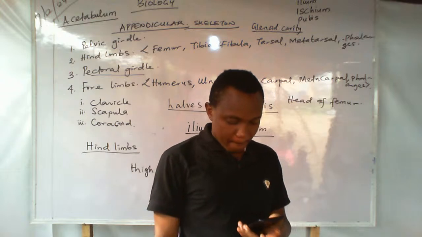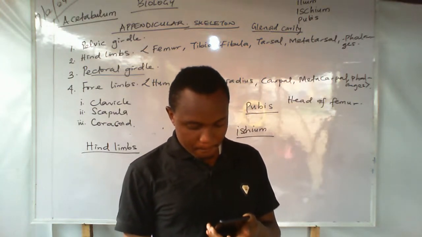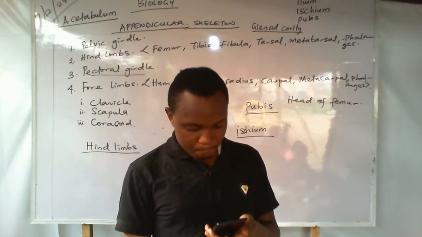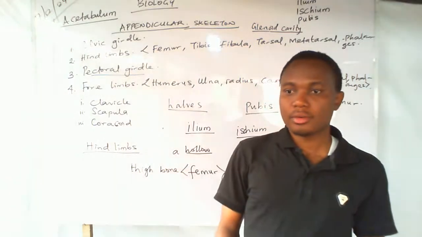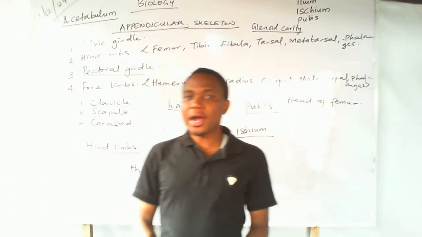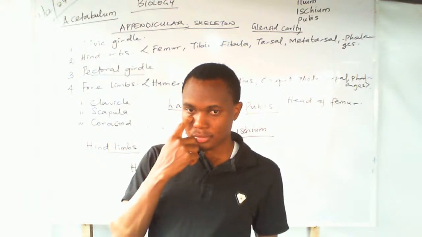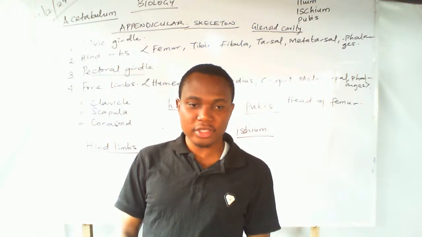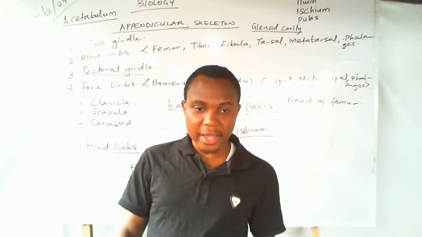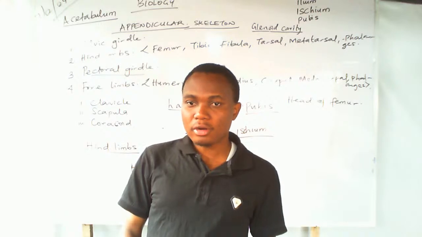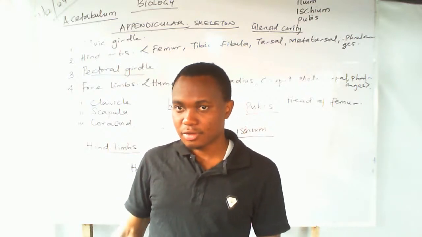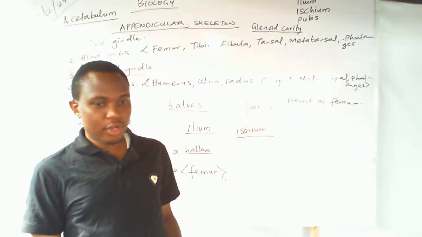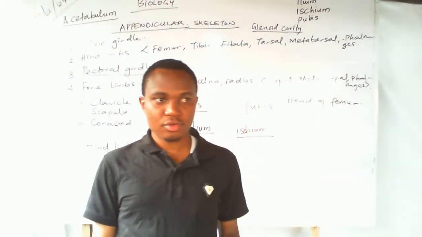It is made up of the thigh bone, comma, the round upper end. The round upper end forms the ball and socket joint with the pelvic girdle. With the what? Pelvic what? Girdle.